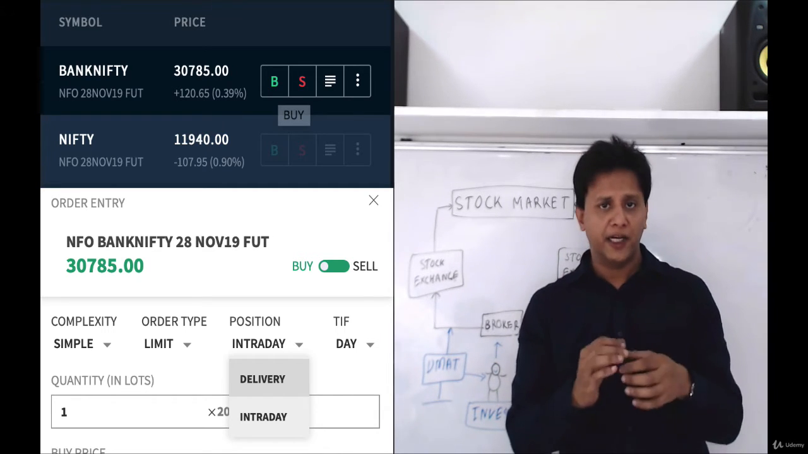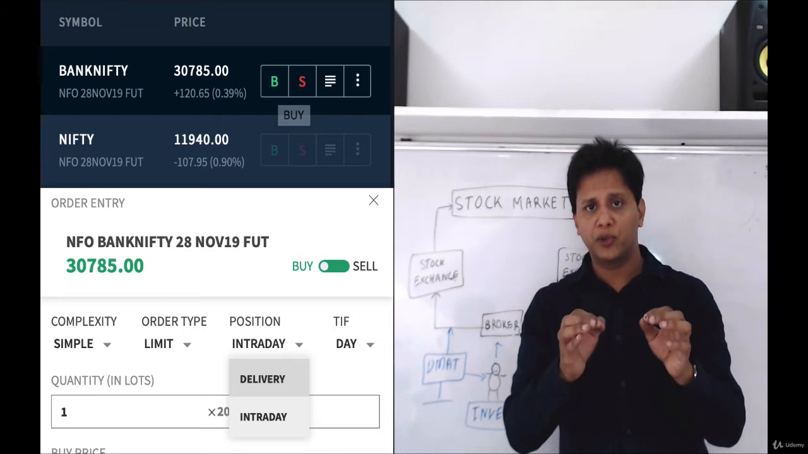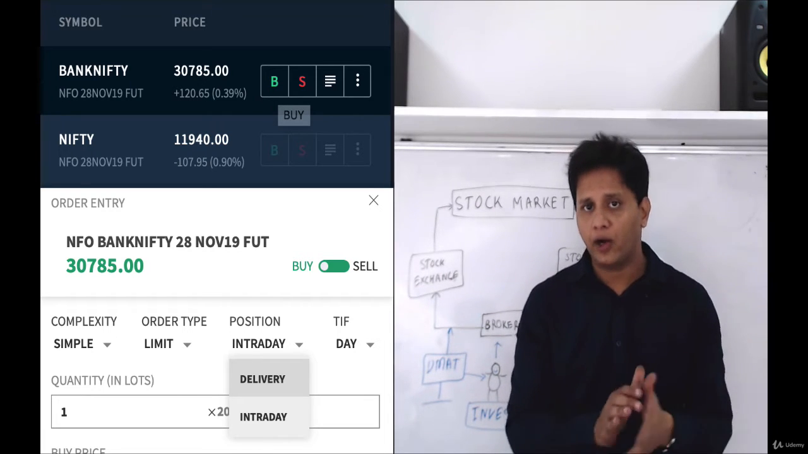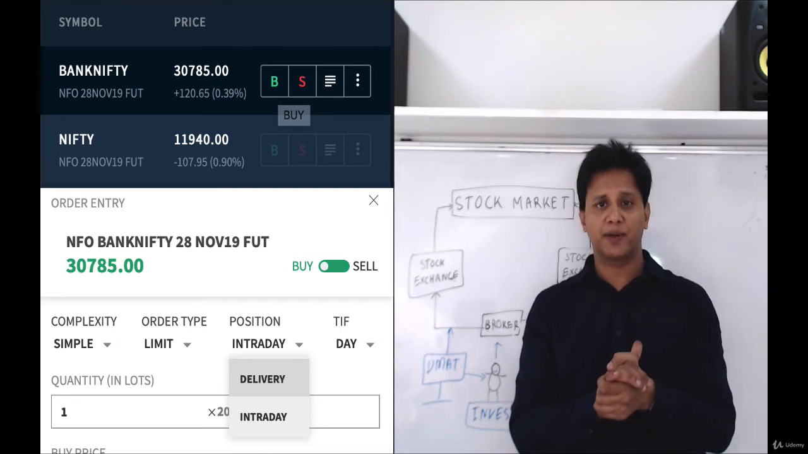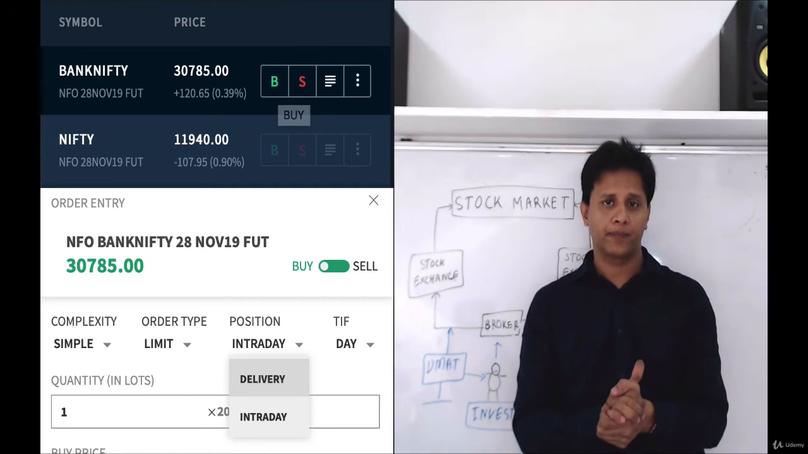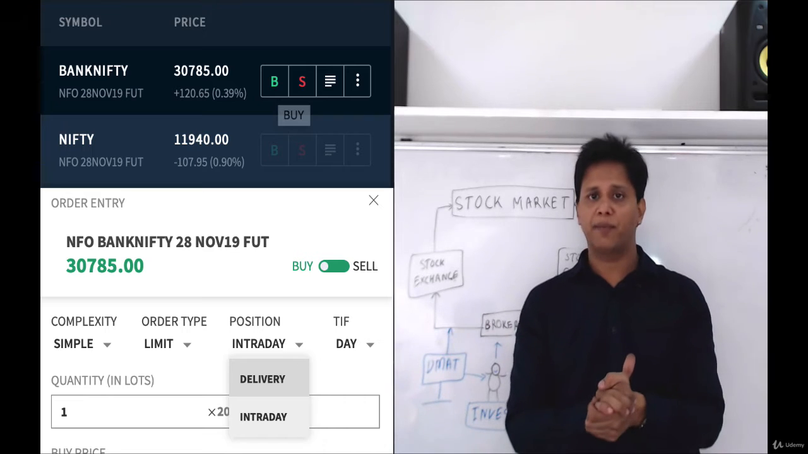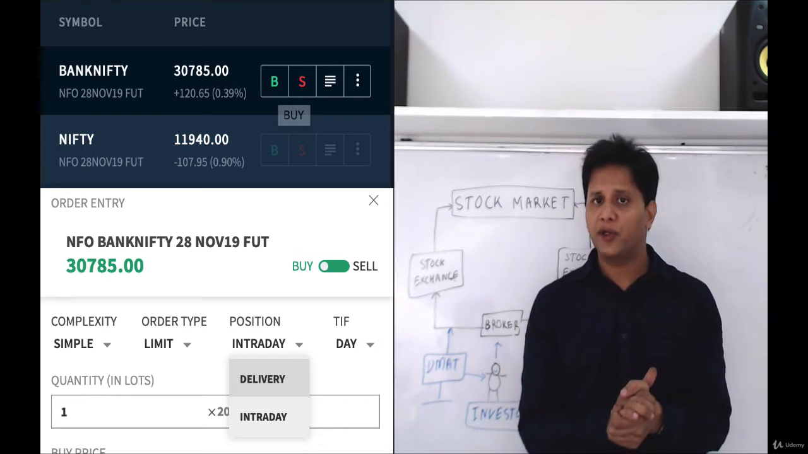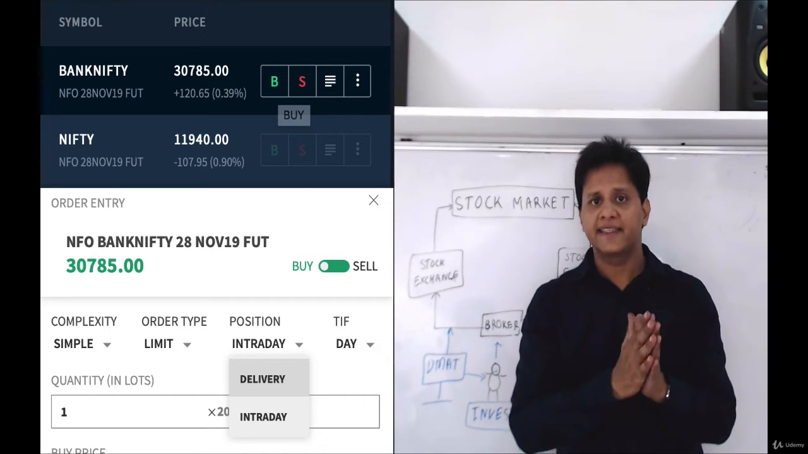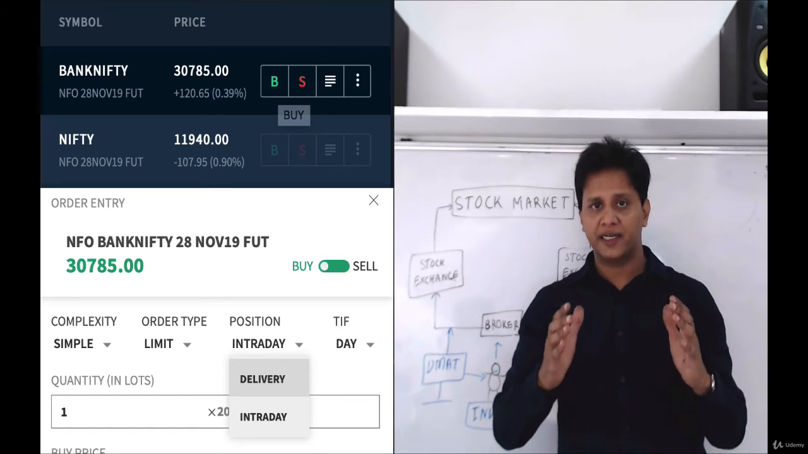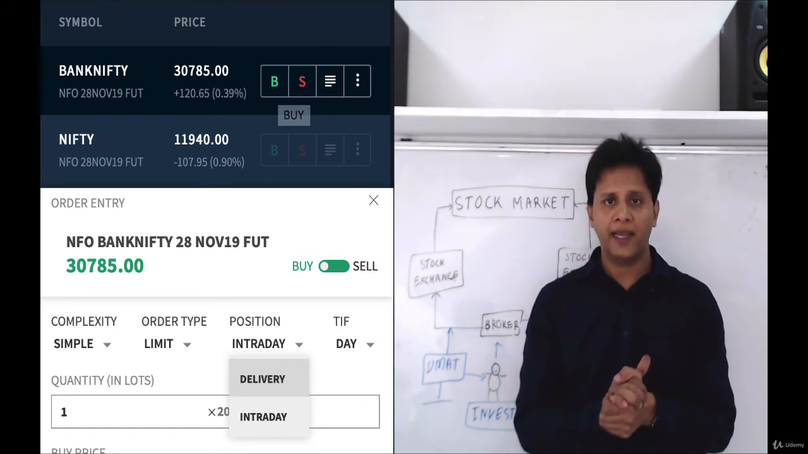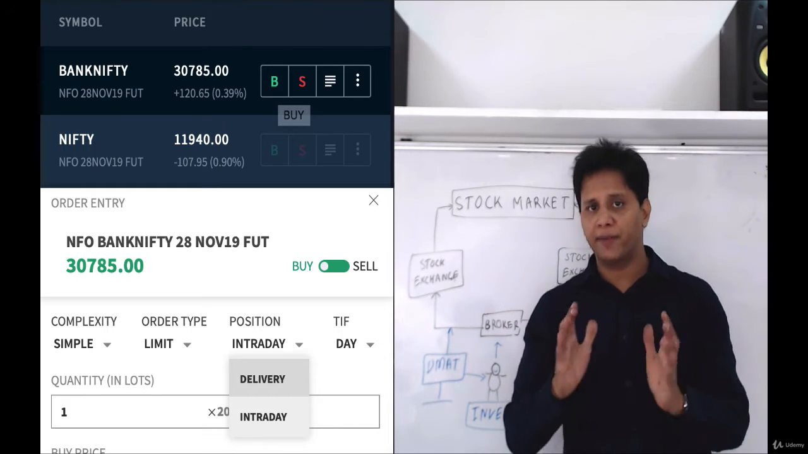Cash and carry means you can buy shares up to the amount you have in your account. So if you have 1 lakh rupees in your account, you can buy shares up to 1 lakh only. If you have 2 lakhs, then you can buy shares up to 2 lakhs. But you cannot extend this limit of 1 lakh and 2 lakh because delivery transactions are designed that way only. You can buy up to the amount you have in your DMAT account.